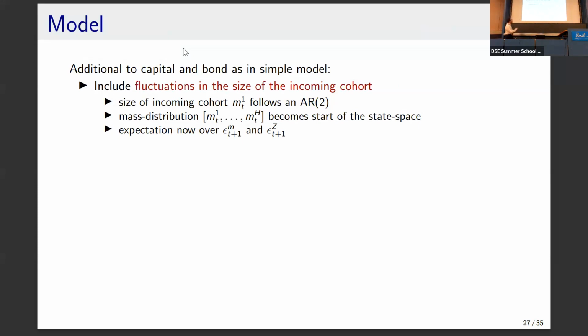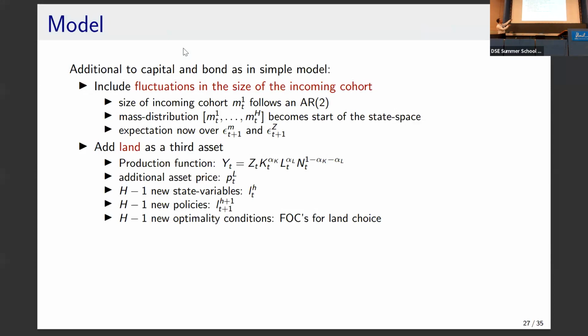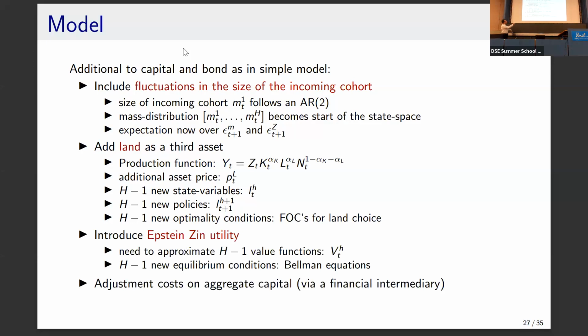All right. So now we introduce something more interesting. When we have new methods, we also want to do new economics. So we do a stochastic process on the size of the incoming cohort. It's an AR2 process. Then we add land as a third asset. This increases our state space by age because I have to keep track of the mass distribution across age groups. Then we put adjustment utility, and then adjustment cost and aggregate capital, which gives me an implicit capital price.